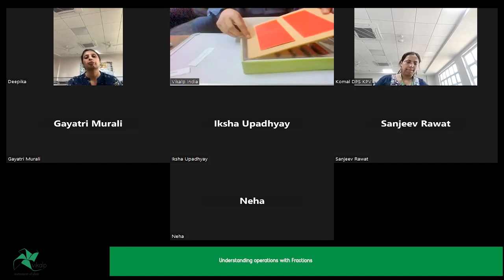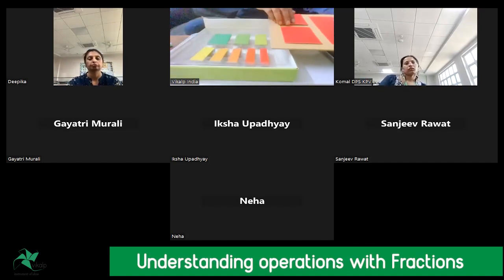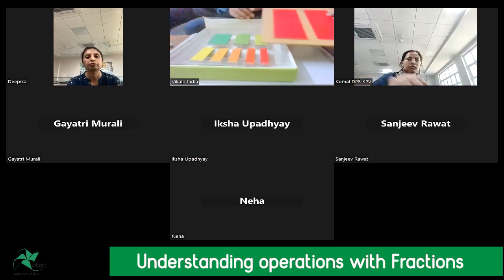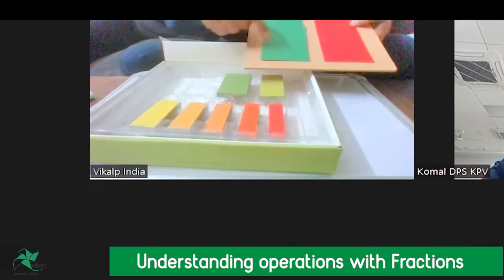This can be used for teaching fractions. So this is like one whole and one whole. This whole is divided into two parts. Then we have this into three parts. This whole can be divided into three parts like that.